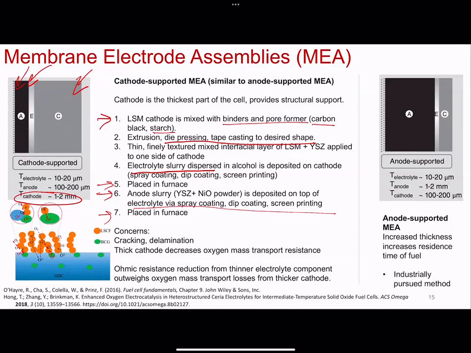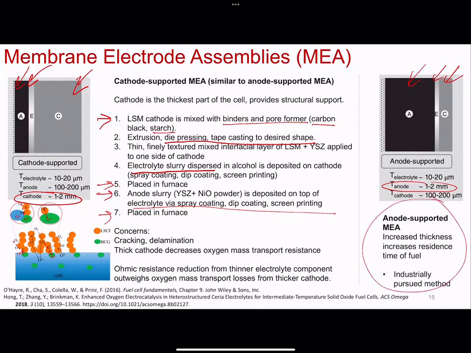Now you can also do it the other way, which is then you make your anode the structural component. So that's going to be the thickest. So you put down your anode first. So here you can see the anode being the thickest component. It's going to provide structural stability. Then you put your electrolyte on, and you want thinner the better, right? You don't want to have to use as much material. And then you put your cathode on in a similar way. So you just start from the anode, electrolyte, and then the cathode.